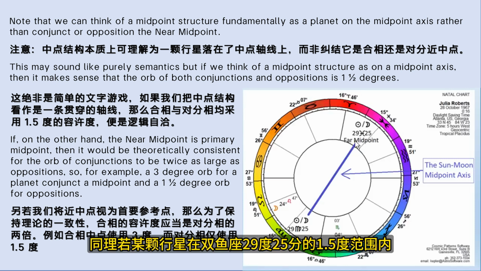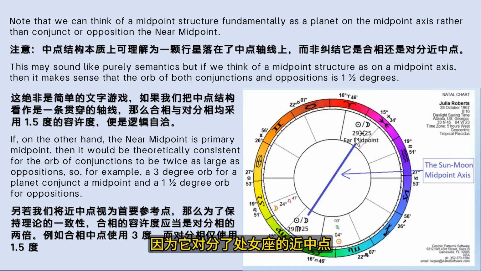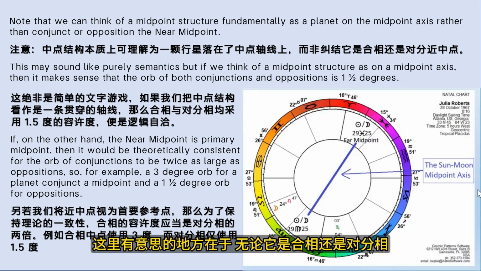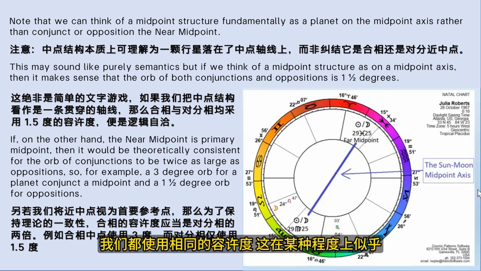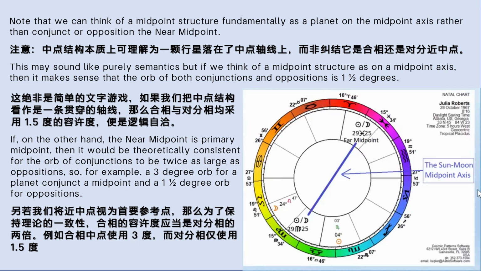Similarly, if a planet is within 1.5 degrees of 29 Pisces 25, again we have a midpoint structure and that planet is opposition the midpoint because it's opposition the near midpoint in Virgo. Now what's interesting here is that we're using the same orb regardless of whether it's conjunction or opposition. And in a way this seems like maybe it's contradicting how we do orbs in vibrational astrology.